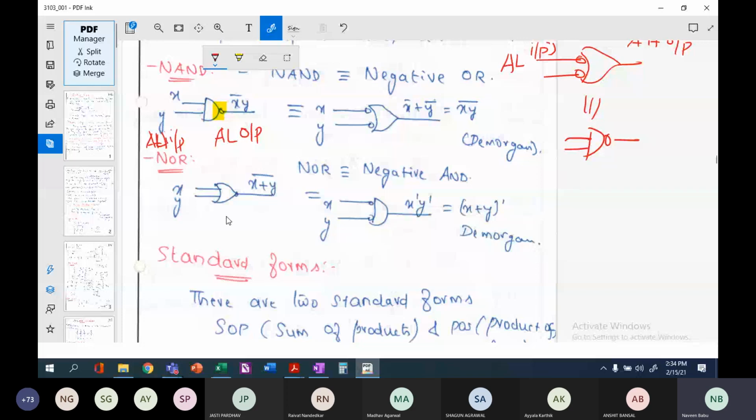An OR circuit is equivalent to a complemented-input negative AND circuit. Okay, it's simple by applying De Morgan's rule, right? You break the line here, so this x plus y the whole bar will become x bar dot y bar, which is nothing but complemented inputs of x and y to an AND gate, which is this particular one.